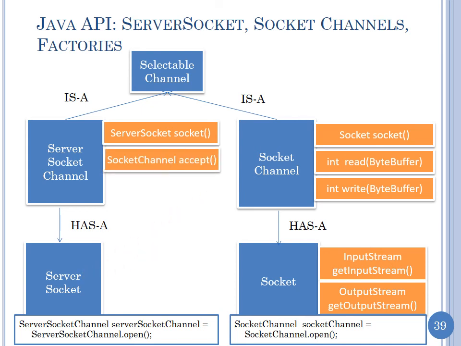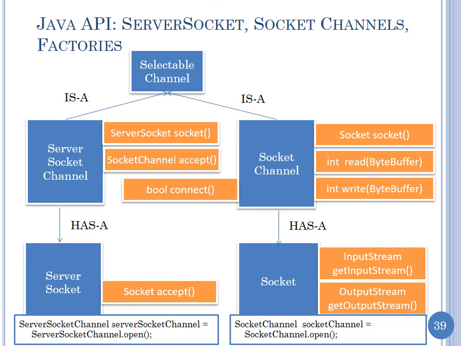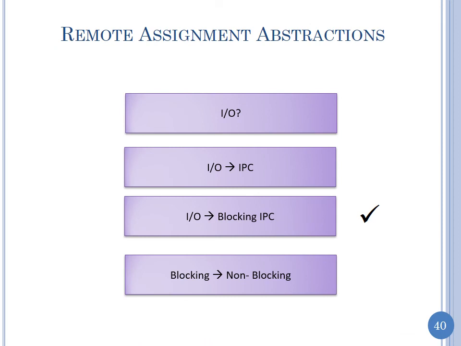Okay. And you do accept on this factory channel, and you can do accept on the socket also. Okay, so both of these have this operation, and you do connect on the socket channel, the client end, and you can do connect on the socket also. Okay, so we've seen IPC. We saw that last time, and now we've seen blocking IPC and what it might mean. So the next step is to go to non-blocking IPC.